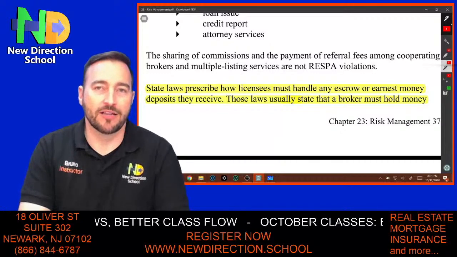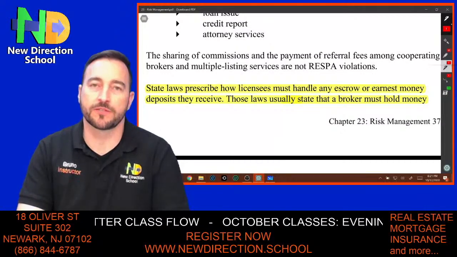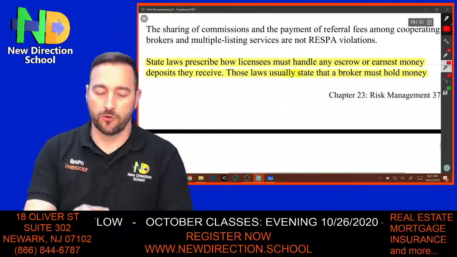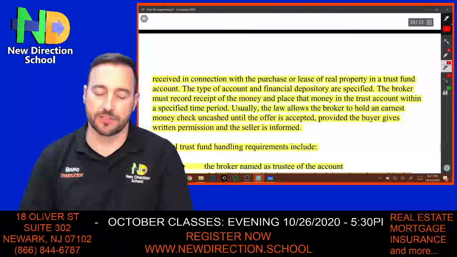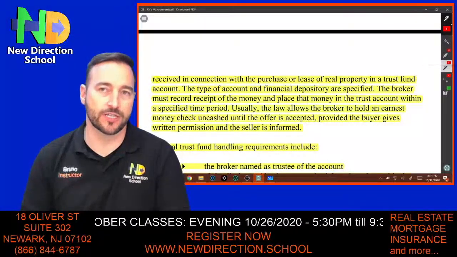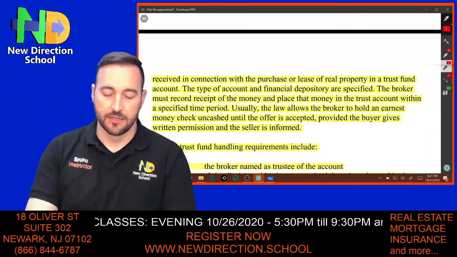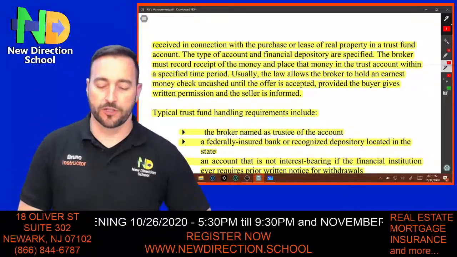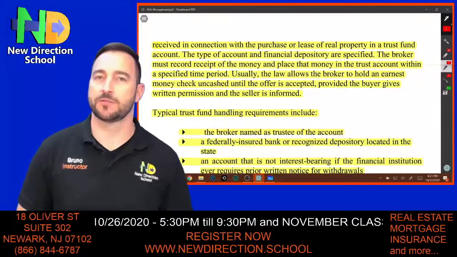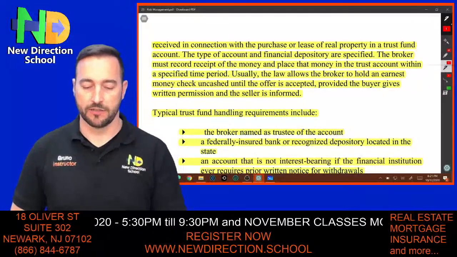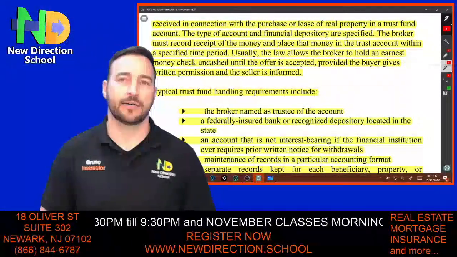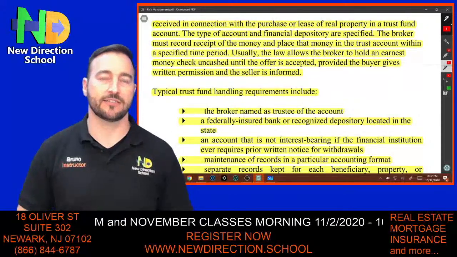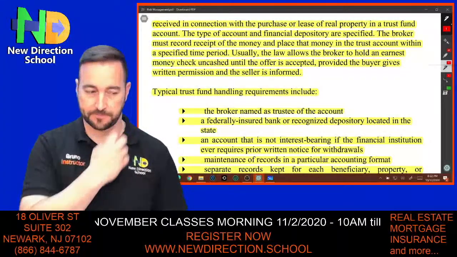So state laws prescribe how licensees must handle any escrow or earnest money deposits that they receive. Those laws usually state that a broker must hold money received in connection with a purchase or lease of real property in a trust fund account. Now, the type of account and financial depository are specified. The broker must record the receipt of money and place the money in a trust account within a specified time period. Usually, the law allows a broker to hold an earnest money check uncashed until the offer is accepted, provided that the buyer gives written permission and the seller is informed.